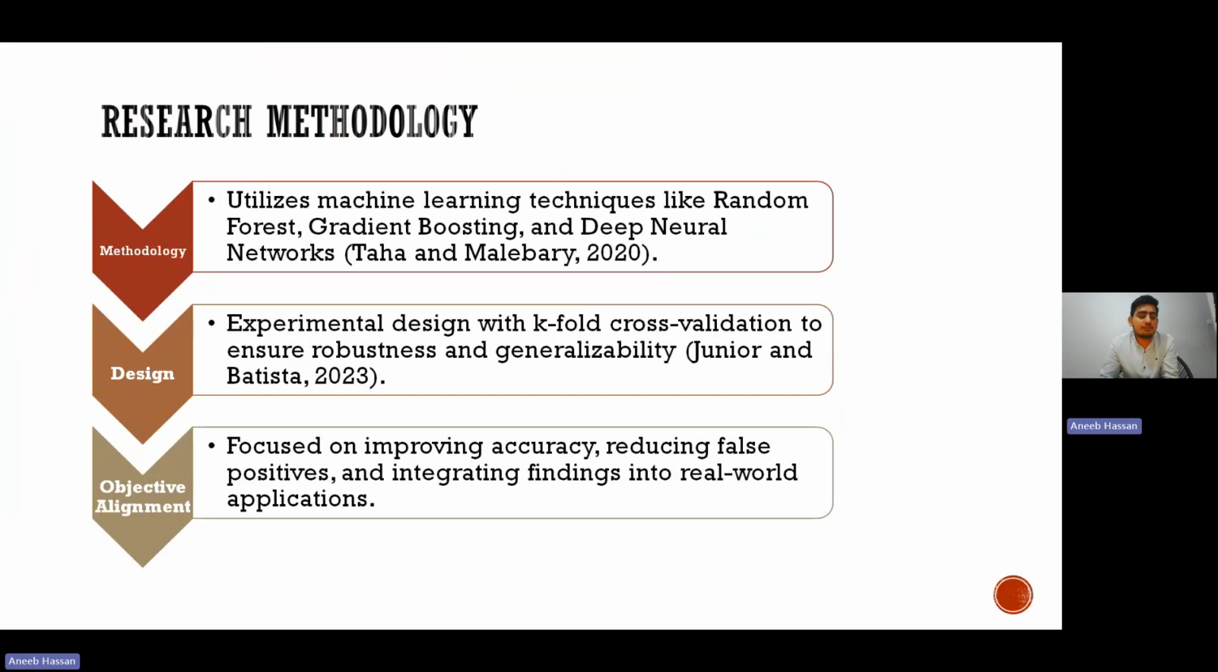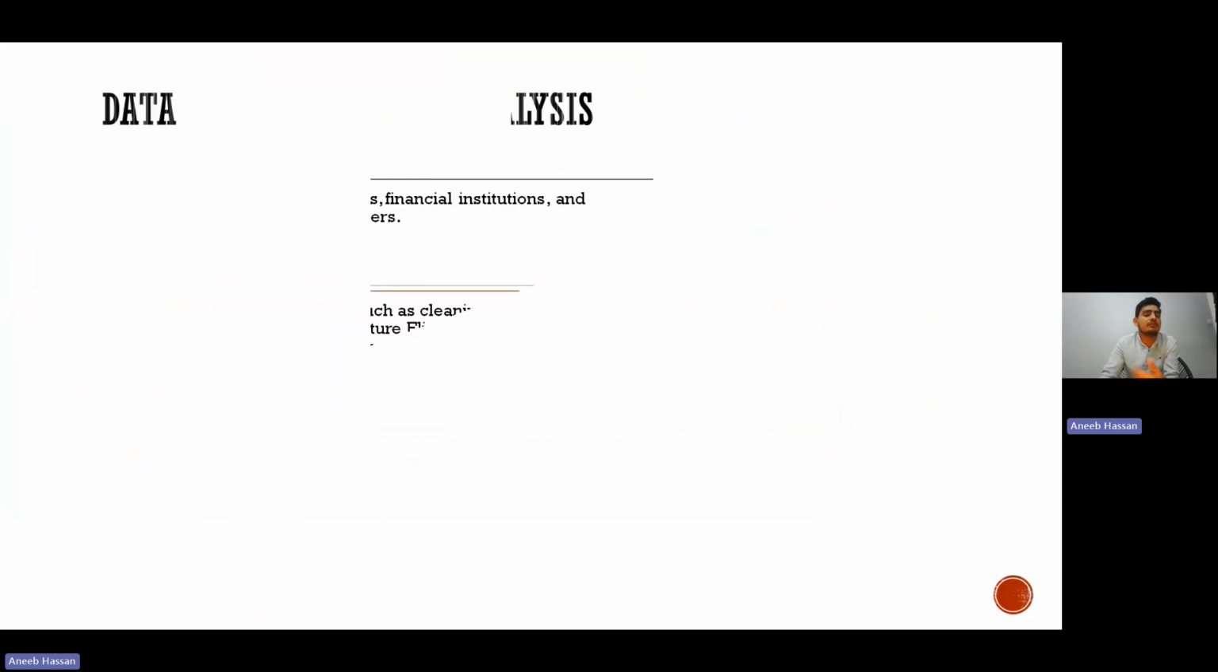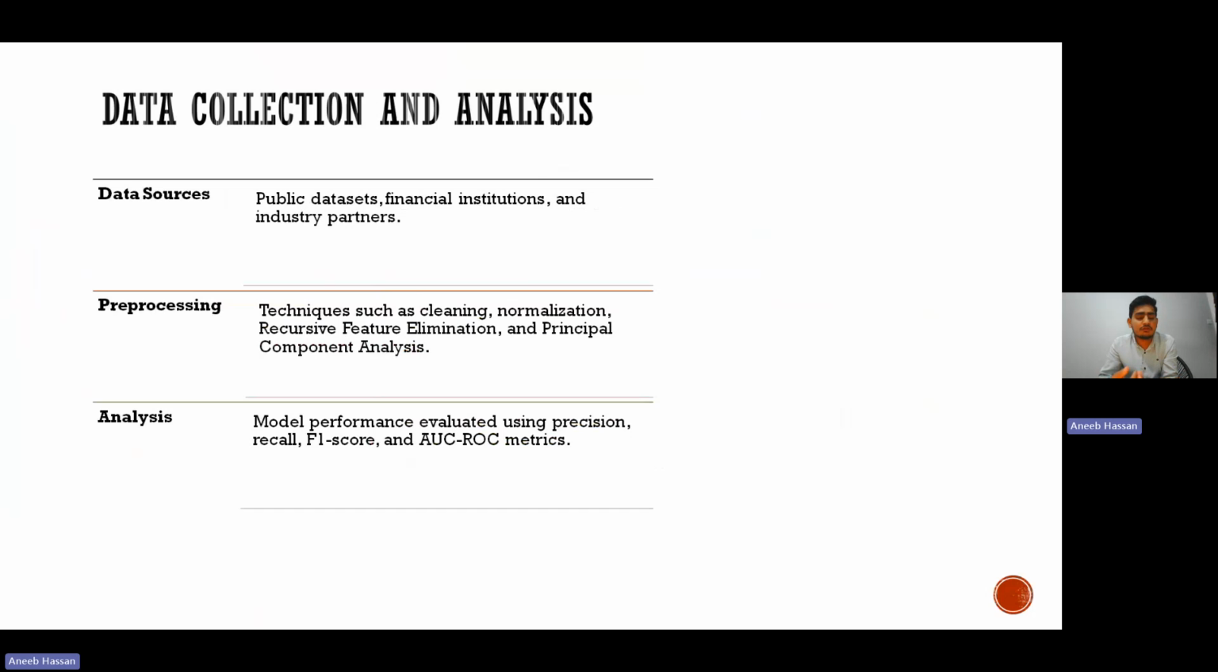My objectives are simple. I want to improve the accuracy of card fraud detection. I want to make it more accurate so that a lot of people can save their money and secure themselves from frauds, because a lot of frauds happen online nowadays from our cards. Some people collect our card data and use it.